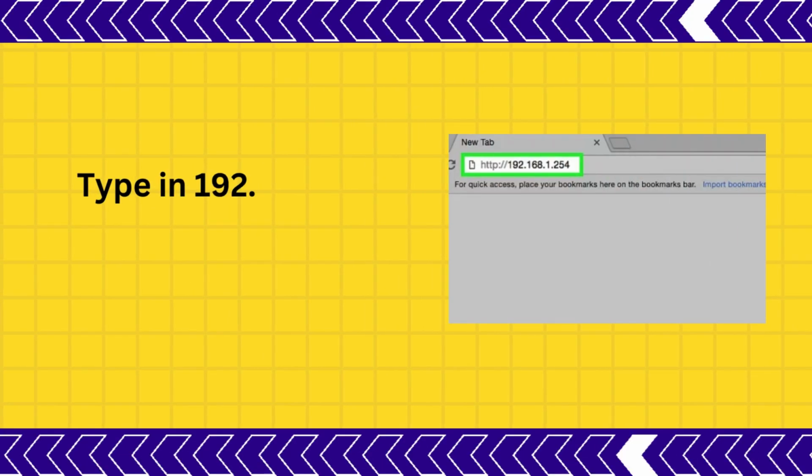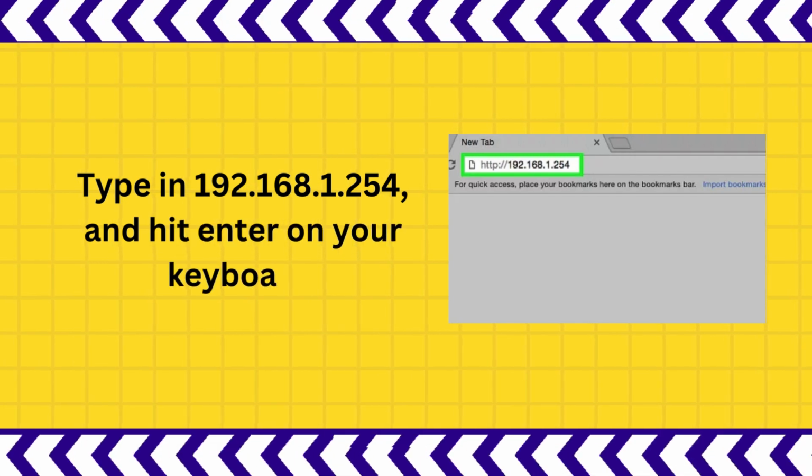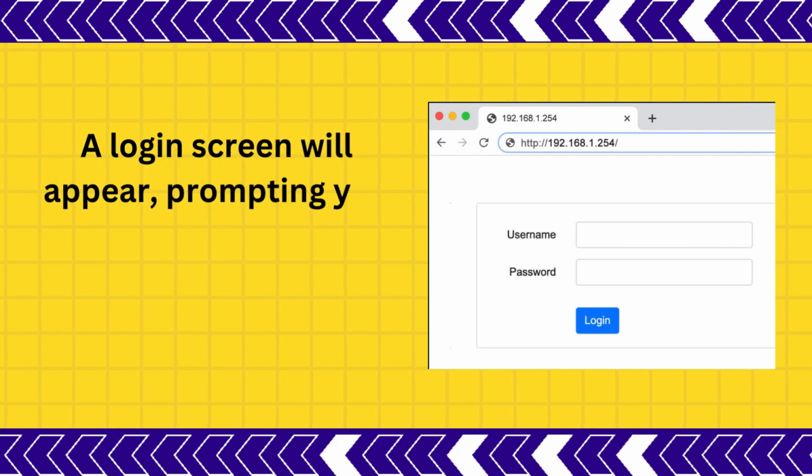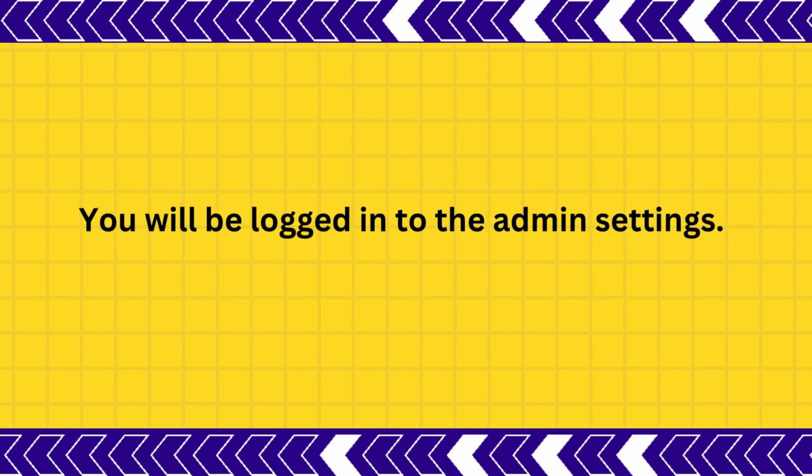Type in 192.168.1.254 and hit enter on your keyboard. A login screen will appear, prompting you to input the admin login and password combination. You will be logged in to the admin settings.